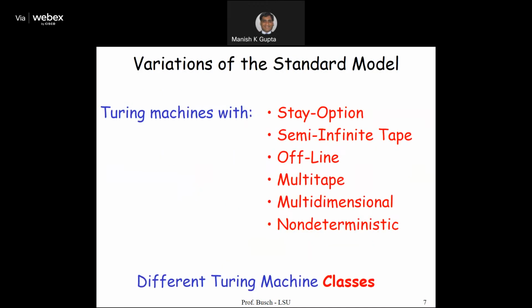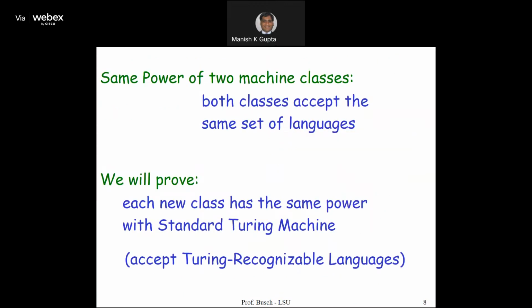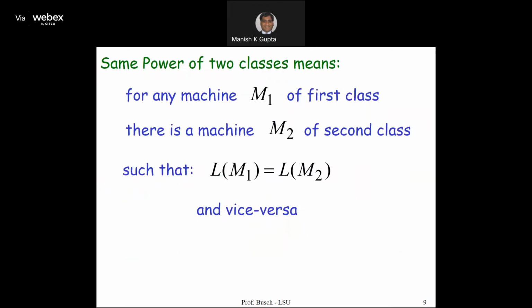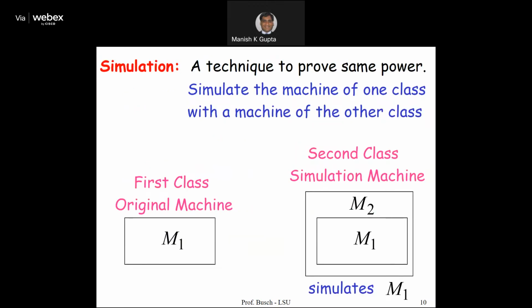So the first is the stay option. Similarly, it could be a semi-infinite tape, offline, multi-tape, multi-dimensional, and non-deterministic. These are all different classes of Turing machines. I am not listing all the different possibilities, but a few of them. As I mentioned, cellular automata, block cellular automata, those kinds of things are also equivalent to Turing machines. I'm going to tell you some of these basic ideas. The first one is the stay option. But in terms of computing power, all these machines have the same computing power. That can be proved. So let me show you.